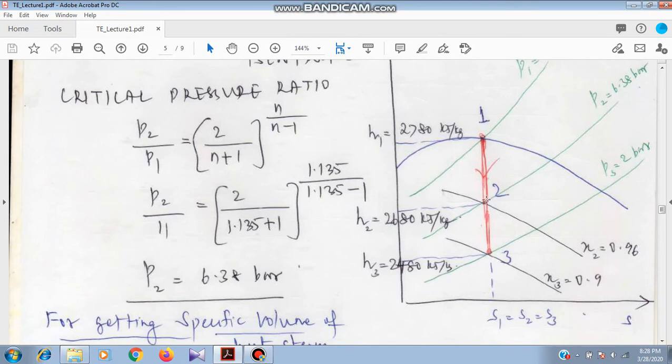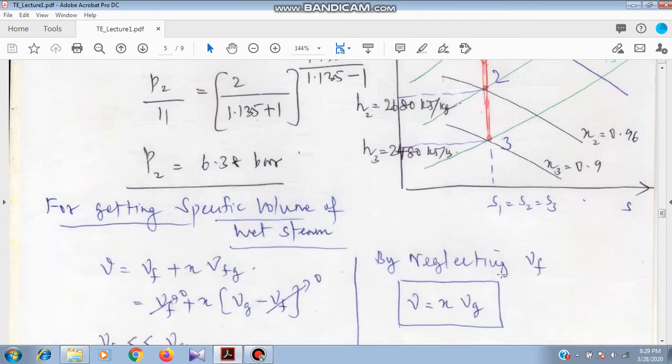So you will get points 2 and 3. Get the enthalpy values from the y-axis, and also note down the dryness fraction values from the Mollier chart. X2 is 0.96, X3 is 0.9.